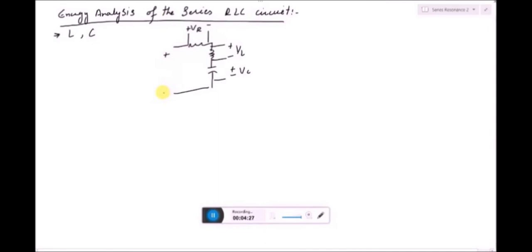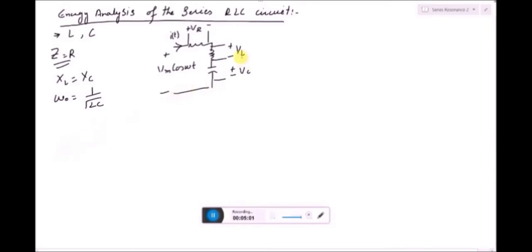The input voltage will be Vm cos omega t. The current is I(t). So this is the series RLC circuit. Now we assume that the circuit is in resonance, so the impedance will be resistive. At resonance the impedance is resistive because XL is equal to XC, and from there we calculated omega naught is equal to 1 over the square root of LC.